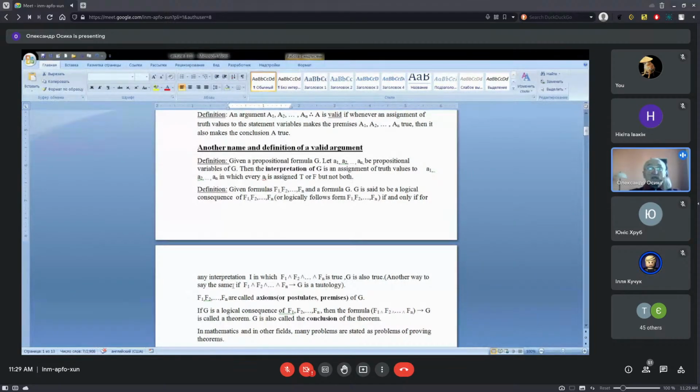Another way to say the same: if f sub 1 and f sub 2 and so on, f sub n implies G is a tautology. Because whenever this is true, this is true. And if it is false, then we don't care what is the value of G. From false, it follows true. Now we may say that it is true and true or false, and it will be the tautology. This formula is a tautology.